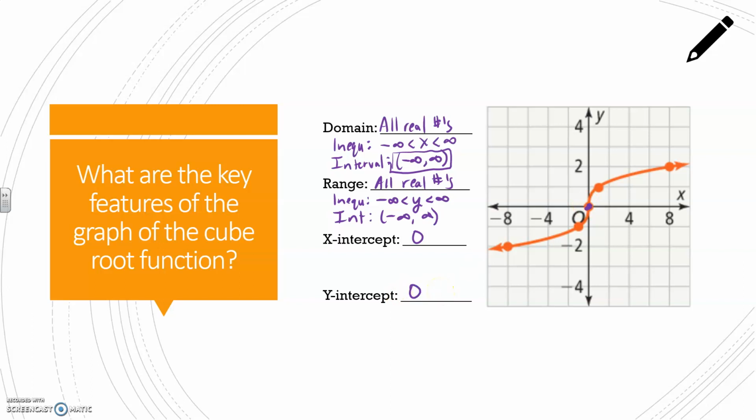And the last thing that we want to know about this graph is that if I trace it from left to right, you can see that my pencil always goes up, sometimes slightly, sometimes more steeply, but it is always going up. So we need to know that the cube root graph is always increasing. All right, so those are the key features of the cube root graph.